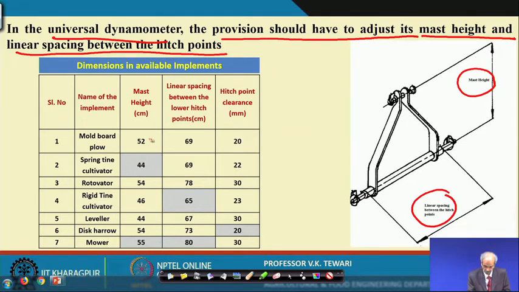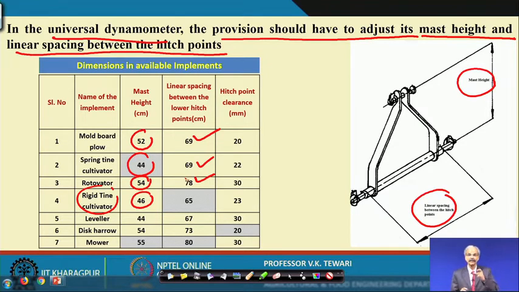So, for mold board plow, this is the arrangement here. For a spring tine cultivator, this is the amount here in centimeters. Then for rotavator, this is 54. Similarly, for rigid tine cultivator, it is this, and disc harrow, mower, all these values are given. Linear spacing between the lower hitch points is also given for the respective ones. For mold board plow, it is 69. For spring tine cultivator, it is again 69. Rotavator, it is 78 as compared to this.